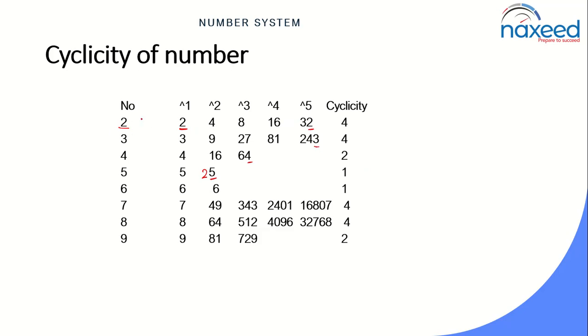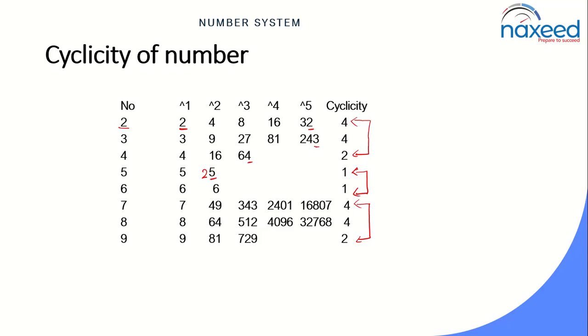If I talk about 2, the cyclicity is 4. 3 will be 4, 4 will be 2, and then for 5 and 6, 1 and 1. For 7, once again 4 4 2. So 4 4 2, correct, and in between, 1 and 1 is there for 5 and 6. And then once again 4 4 2. So it's easy to remember: 4 4 2, 1 and 1, and once again 4 4 2.